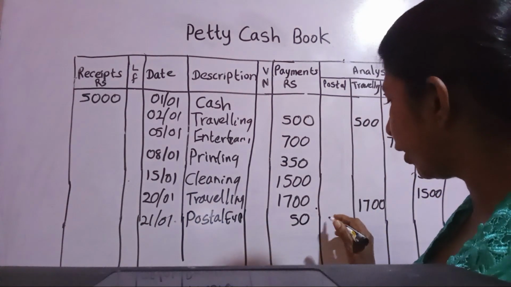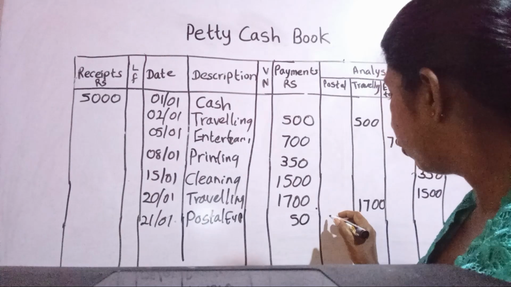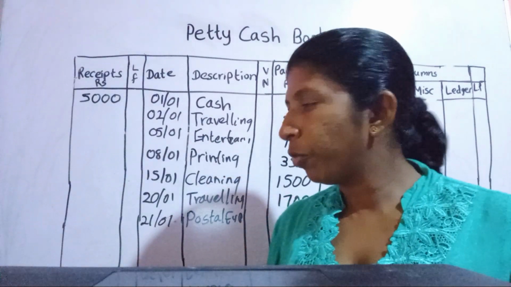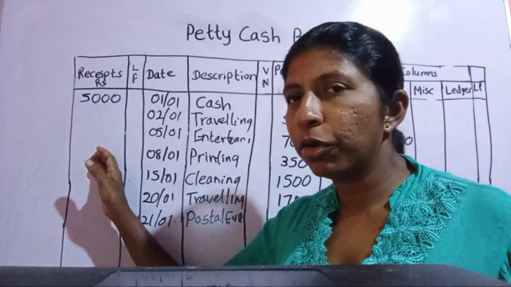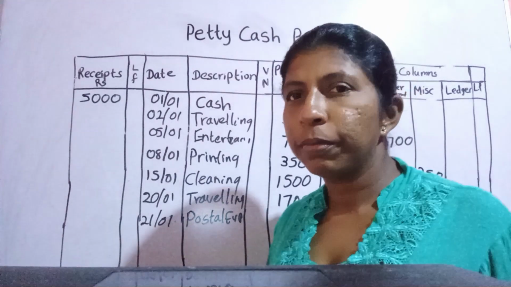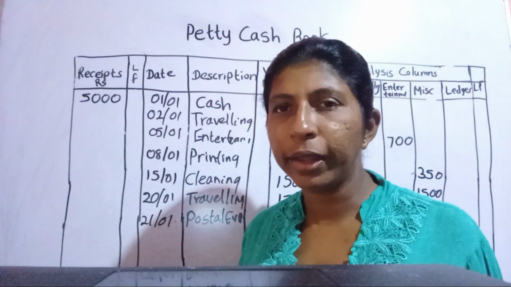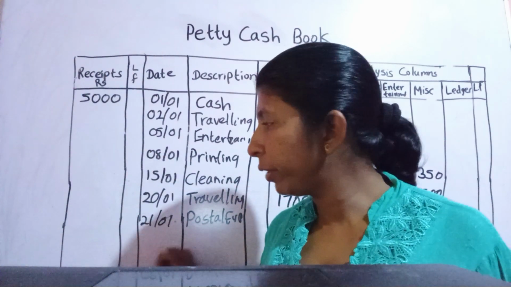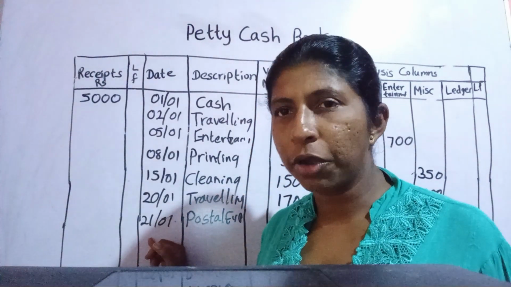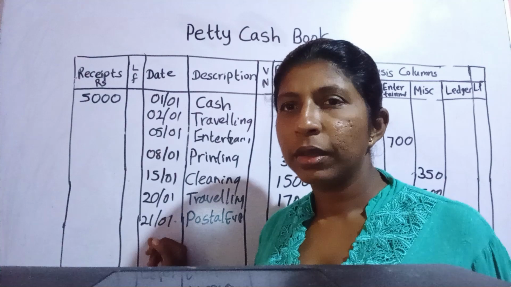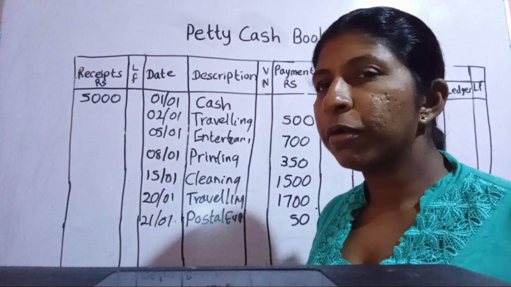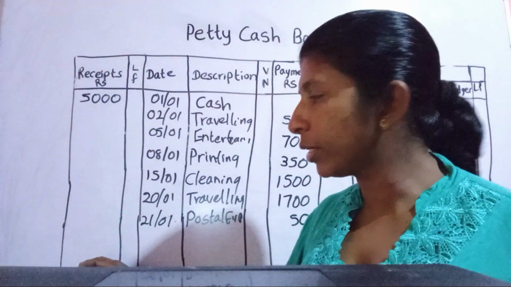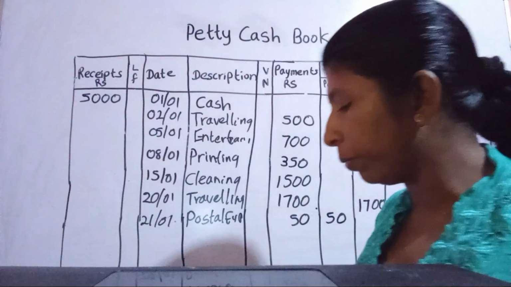Here we have a separate column called postal expenses. Here we will write 50 rupees again. Now, before finishing this petty cash imprest, the petty cashier has to make a request to the main cashier to reimburse these expenses. Imagine today, 21st January, we are going to reimburse this petty cash imprest. For that purpose, we have to get totals of these two sides, that means receipts column and expenses column.